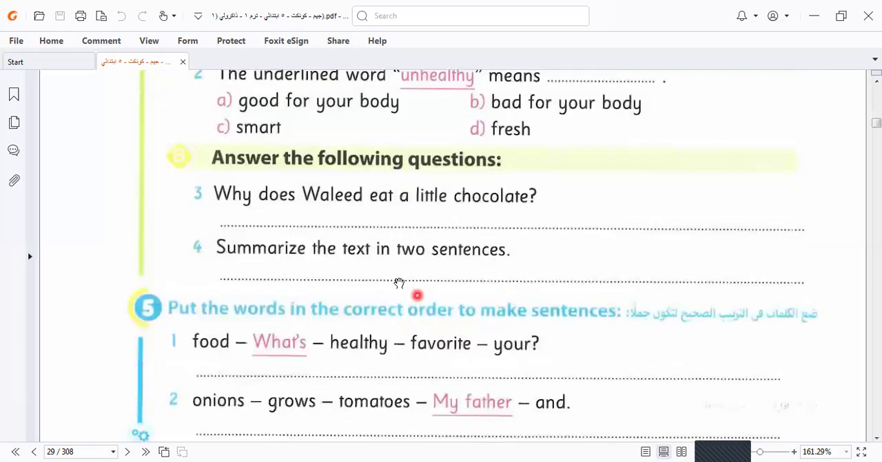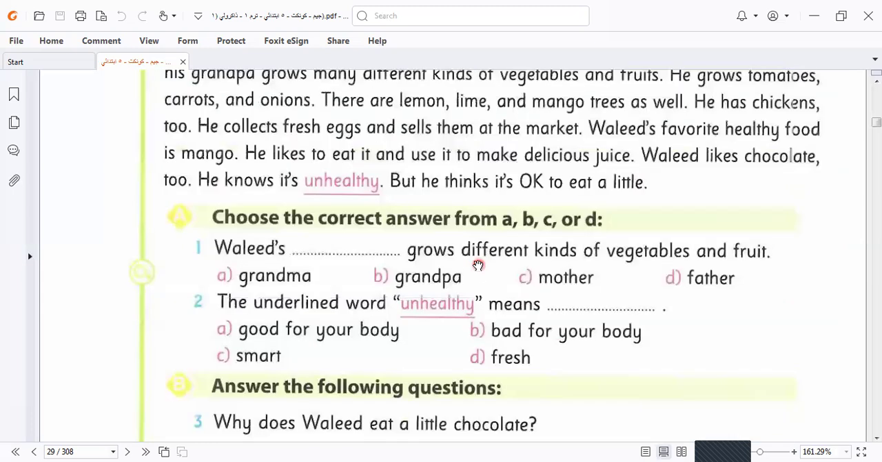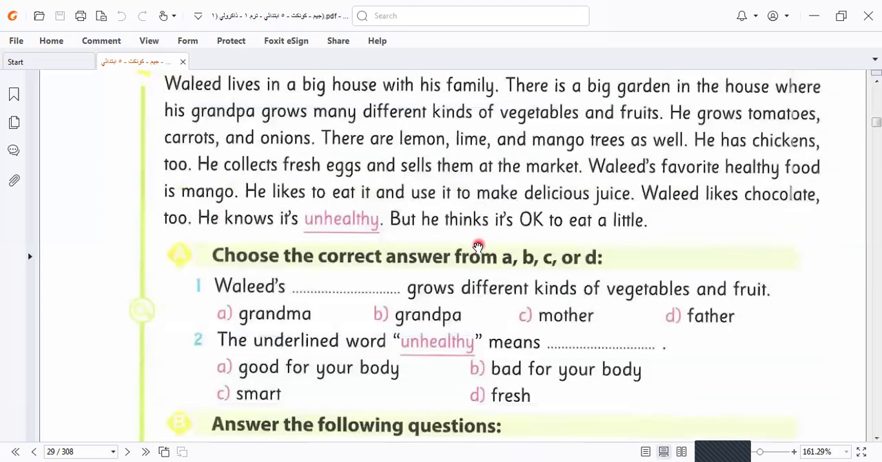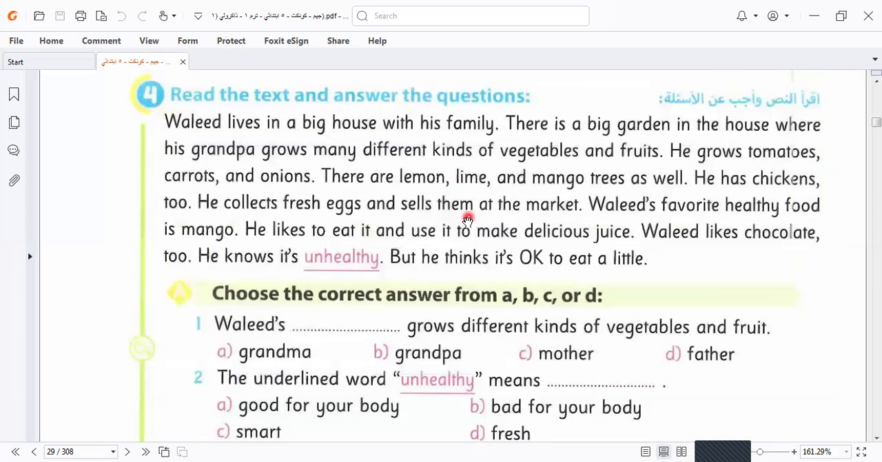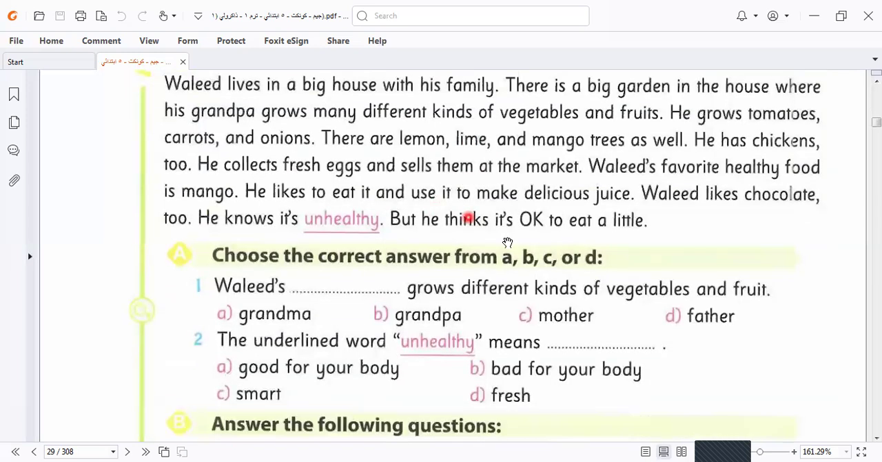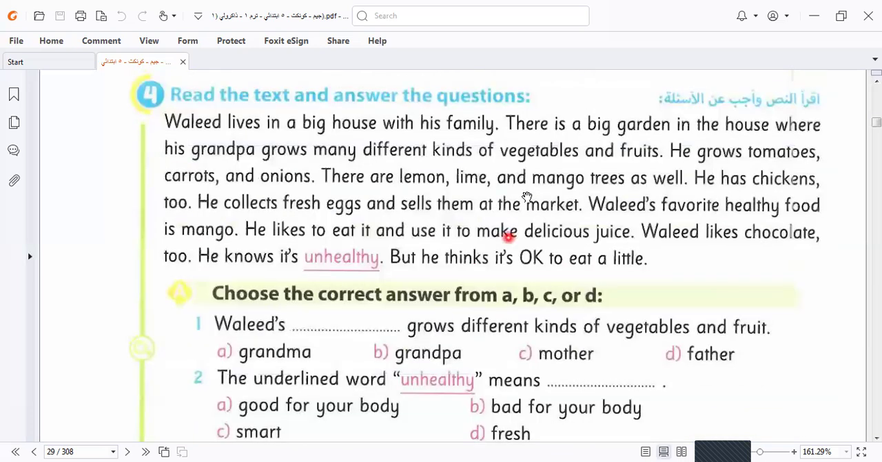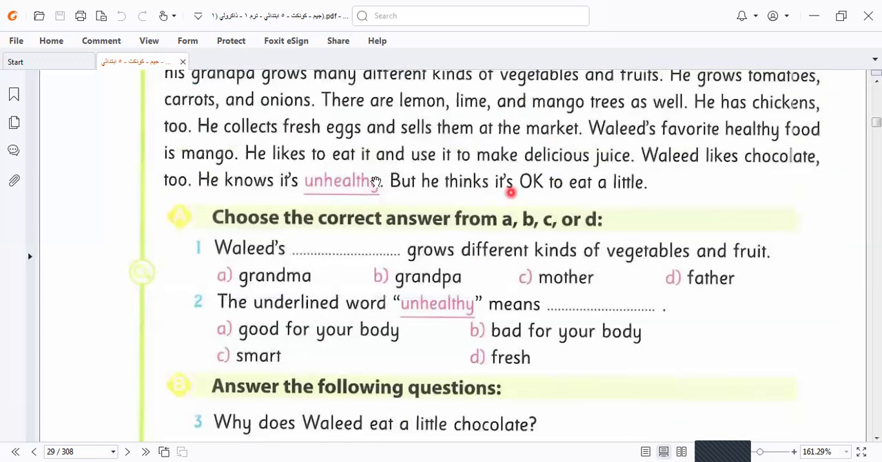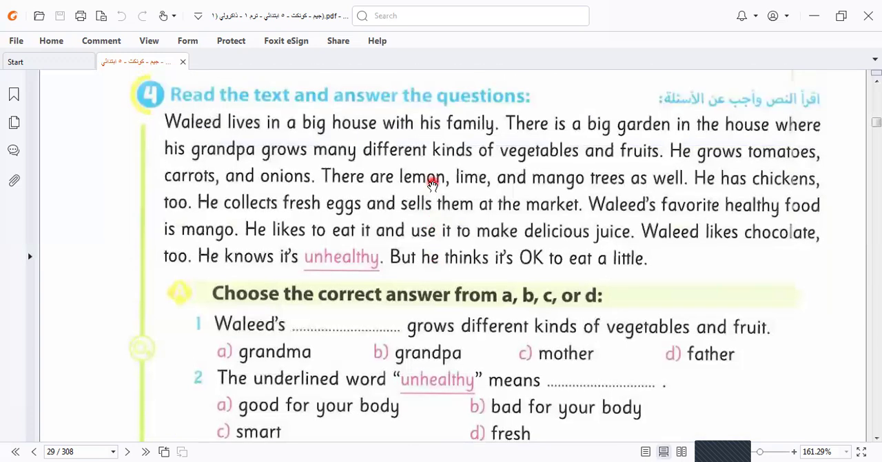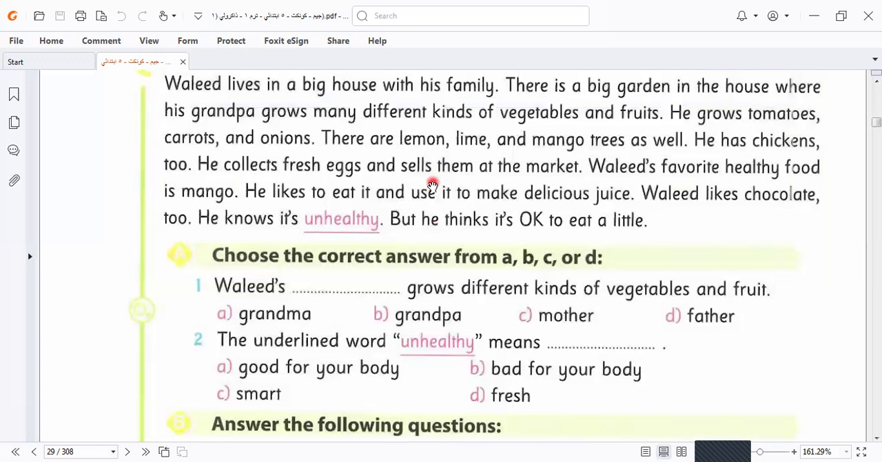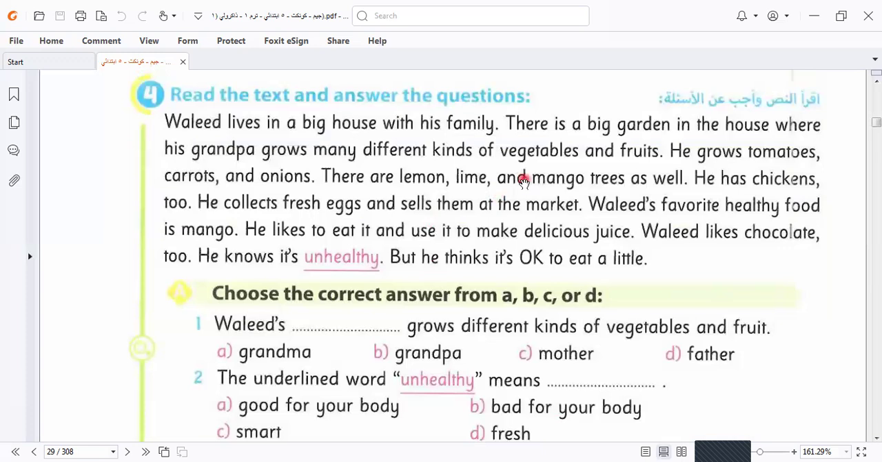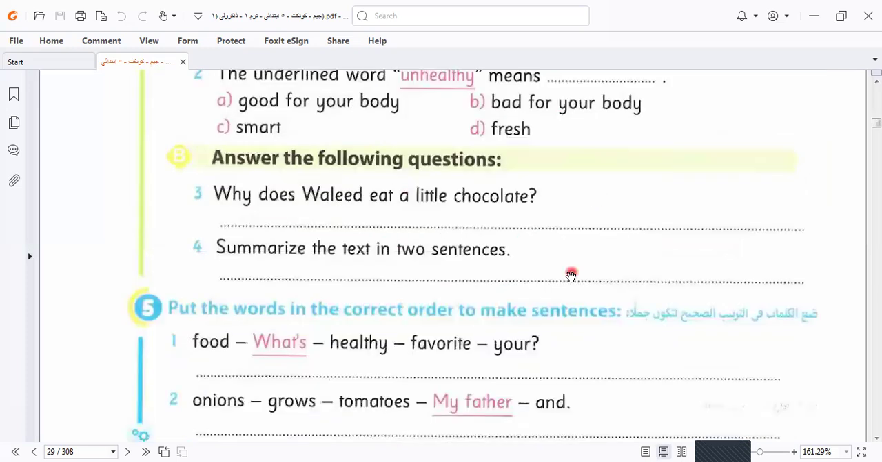Summarize the text in two sentences. Can I summarize the text in two sentences? We can say healthy and unhealthy food. Why here? Because we say here it's unhealthy to eat chocolate. Okay, you can say two sentences. I can say the healthy food that we grow like vegetables and fruits, tomatoes, and unhealthy food.